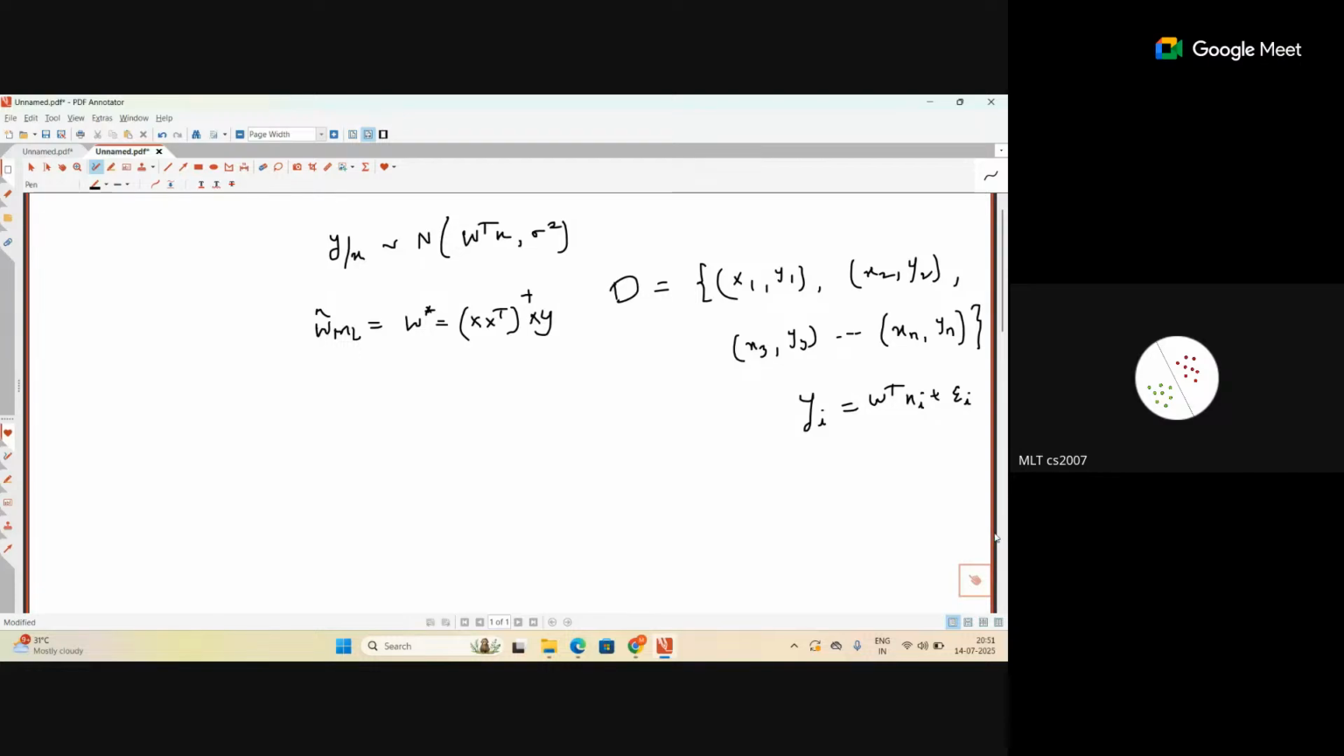But this solution which you have got, like X transpose X pseudo-inverse X transpose y, is it the true W? I hope you understand the concept of sample and population. Population is the entire data set which you are having, and a sample is a subset of the population, representative of the population.